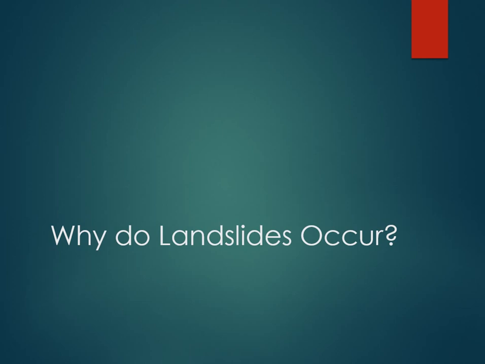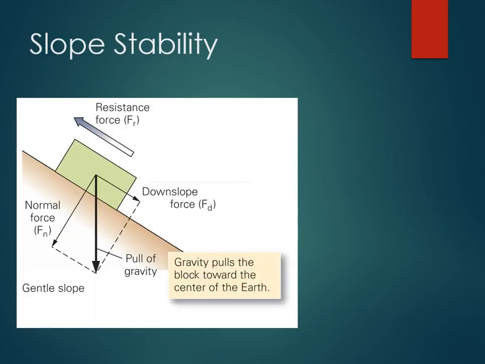In this video, we're going to look at why landslides occur in the first place. Now, whether a slope fails or not depends on the balance between two forces: the downward force, which is caused by gravity, and the resisting force, which inhibits sliding.